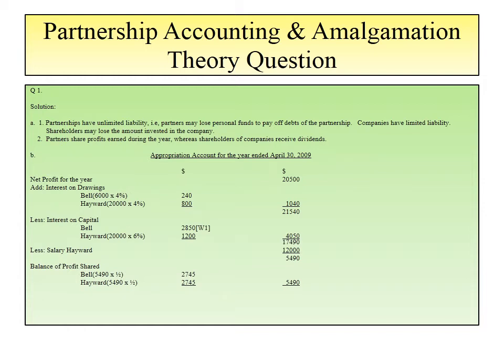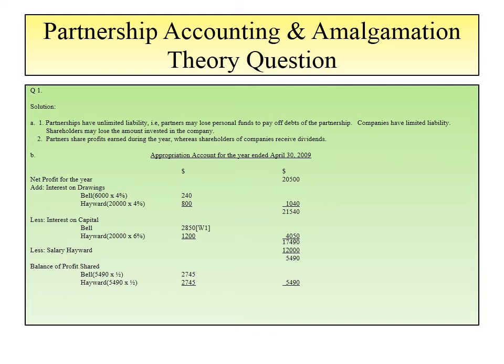Partners share the profit earned during the year. Partners keep on earning and sharing between themselves, whereas shareholders receive dividends, and sometimes they do not receive dividends, because it depends upon the decision of the directors of the company.